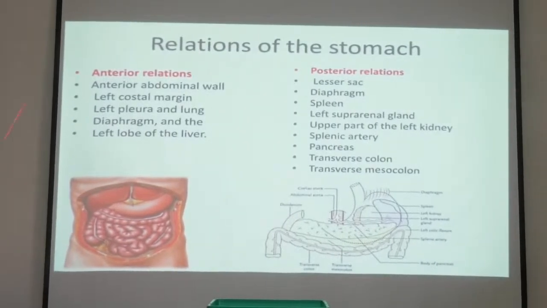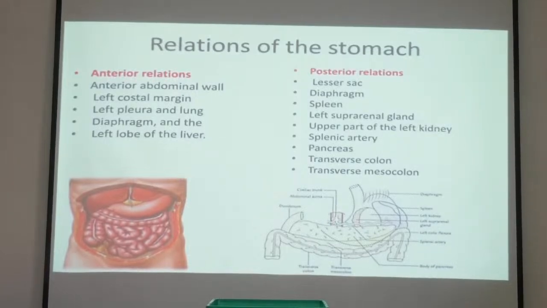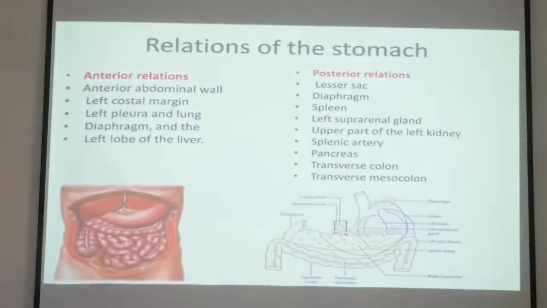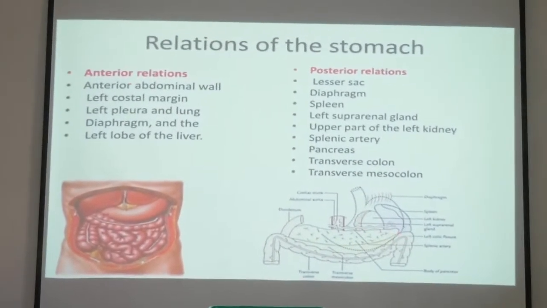So these structures are forming the anterior relations of the stomach. Then posterior to the stomach lies the lesser sac. Then the diaphragm, spleen. See here is the location of the diaphragm forming a dome above the fundus of the stomach. Diaphragm, spleen, here is the spleen, left suprarenal gland, this one is the suprarenal gland, left kidney, upper part of the left kidney, splenic artery, this is the tortuous splenic artery lying along the upper margin of the pancreas.